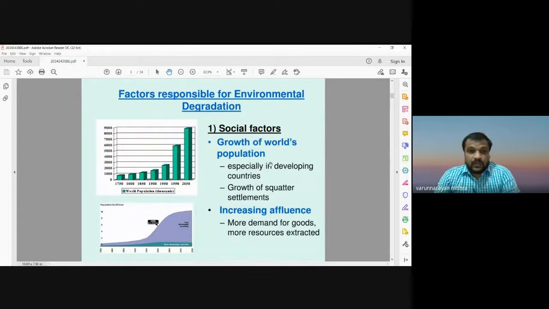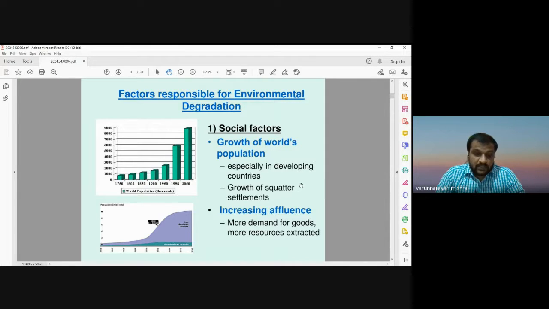So now, what are the factors which are responsible for environmental degradation? There are several factors that are causing degradation to the environment. Our environmental condition is degrading day by day, and different factors are responsible for such degradation. First one is social factors. Social factors play an important role in environmental degradation.